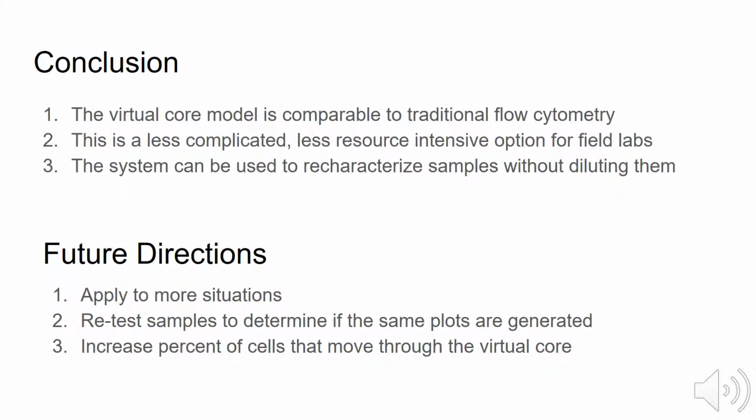The future directions would be to apply this system to more cell types and more situations, and retest samples to determine if the same plots are generated. In addition, it would be ideal to increase the percent of cells that move through the virtual core such that flow cytometry graphs generated can represent all cells in the sample.